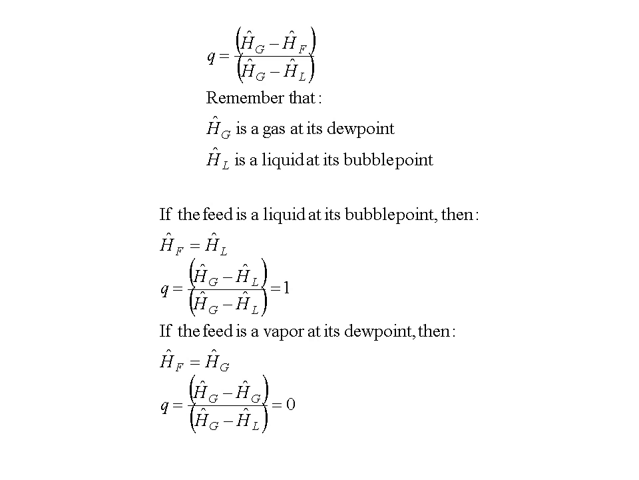Alternatively, if the feed is a vapor at its dew point temperature, then its enthalpy is going to be approximately equal to that of the gas inside the column, and that value would have a Q equal to 0. If our feed is a liquid below the bubble point temperature, then H sub F would be less than H sub L, and if we put that into our equation for Q, we will find that Q would have a number greater than 1. Also, if the feed is a vapor above the dew point temperature, then H sub F would be greater than H sub G, and therefore Q would have a value less than 0.